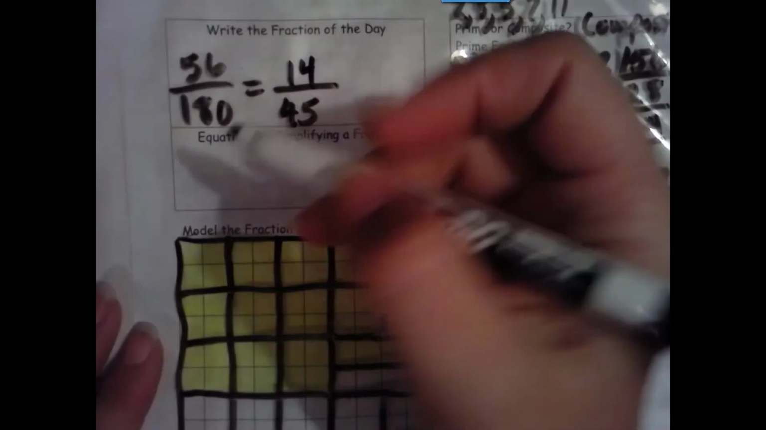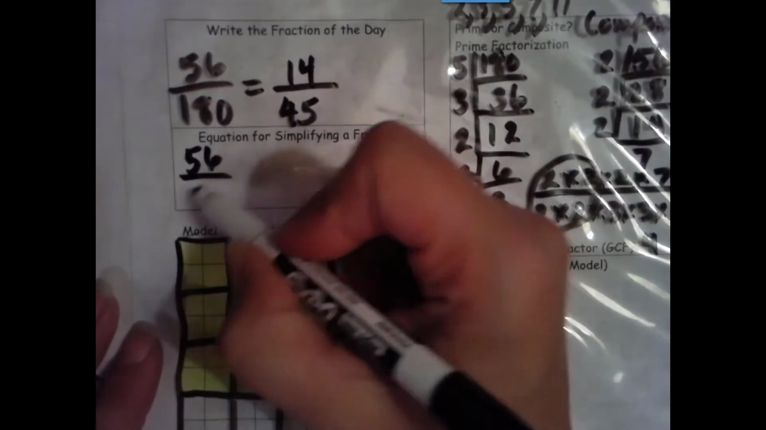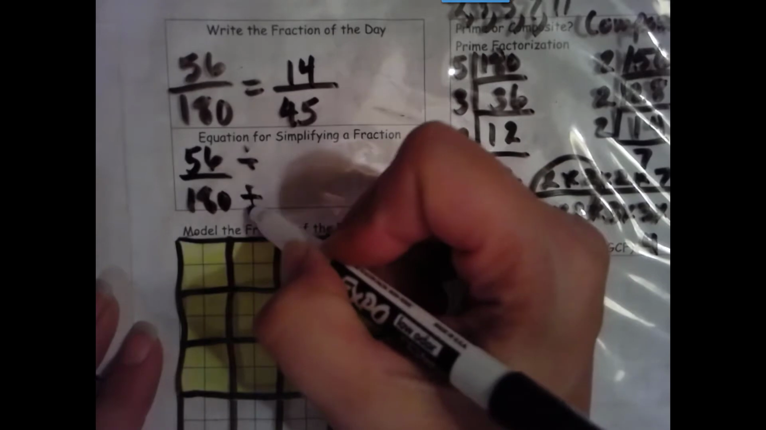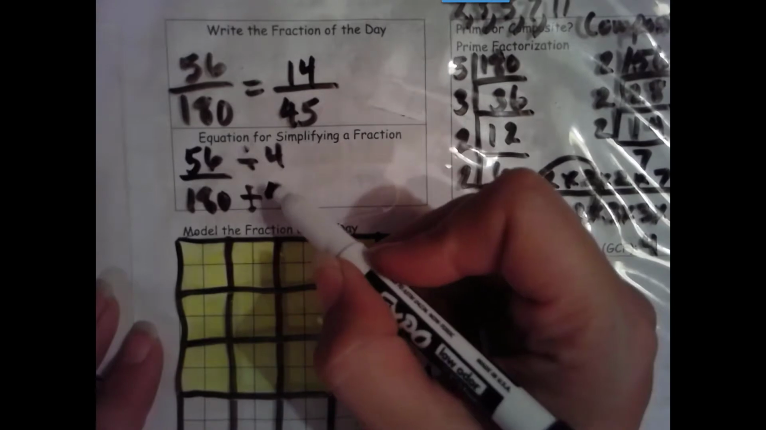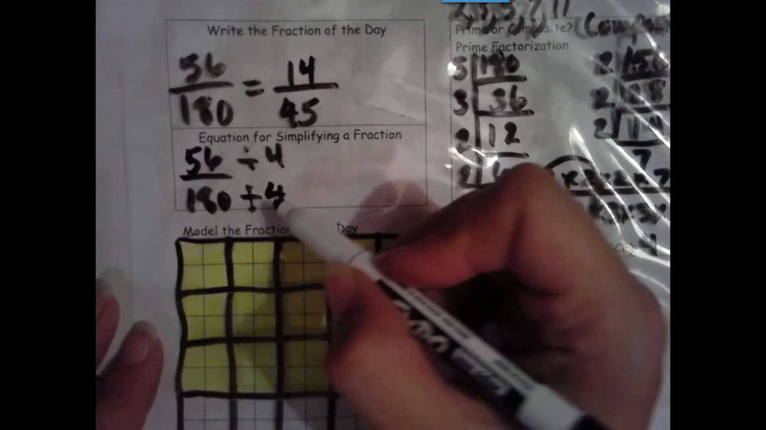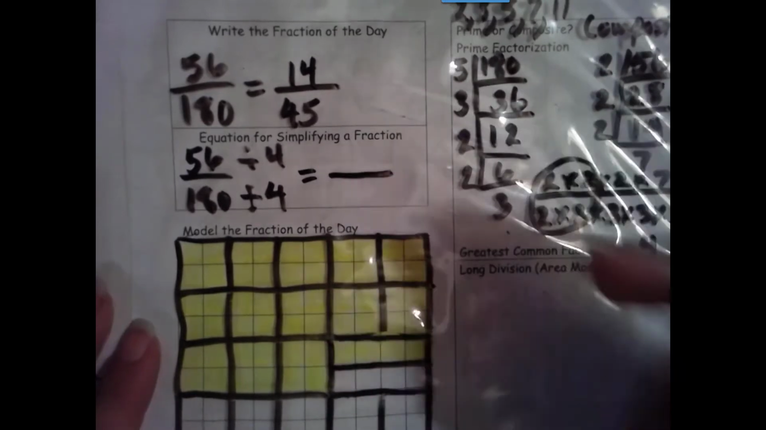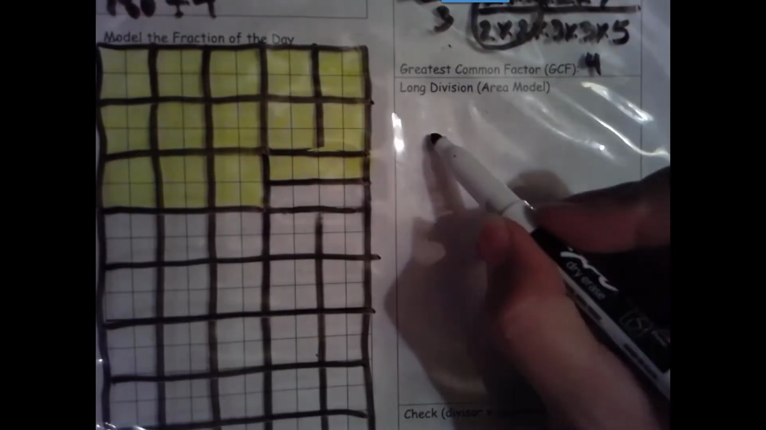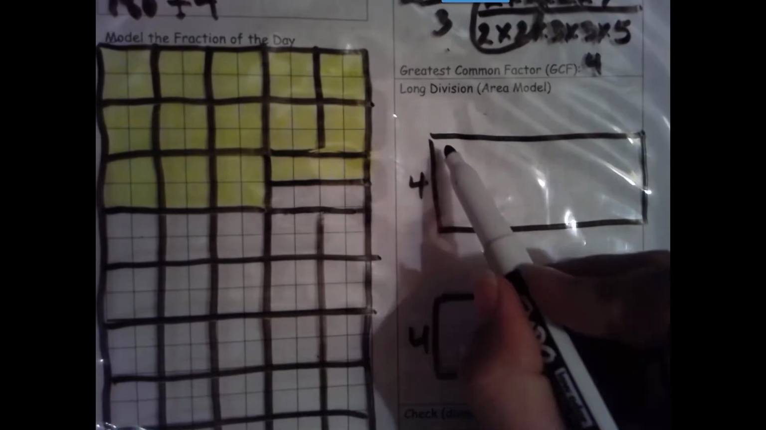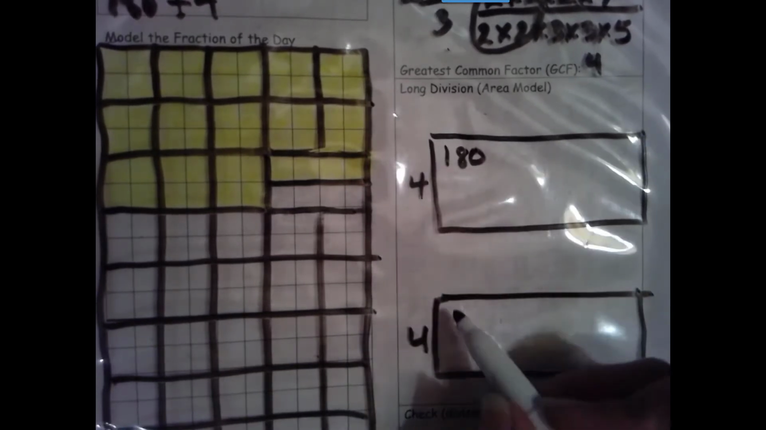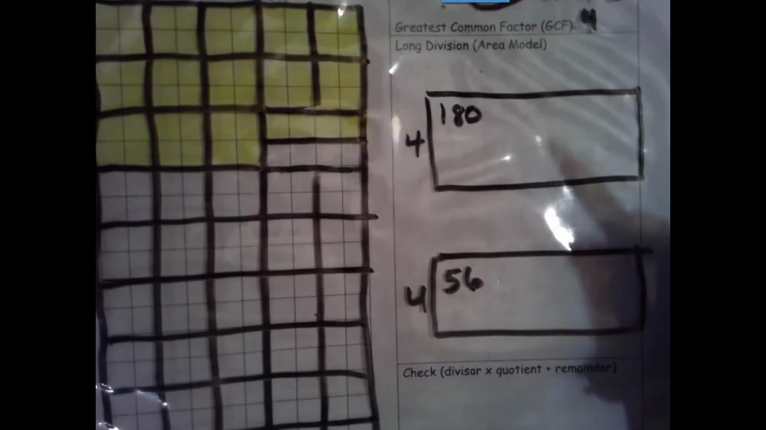So I did my division with my model. Now I'm going to go ahead and do the division with my algorithm. I'm dividing the shaded area into groups of 4 and the whole thing into groups of 4. So these will always be the same, and they have to work for both. Okay, let's look at our area model. So 180 divided into groups of 4 and 56 divided into groups of 4.